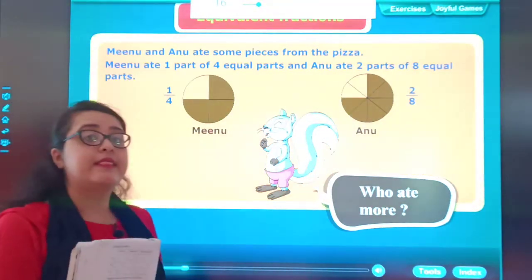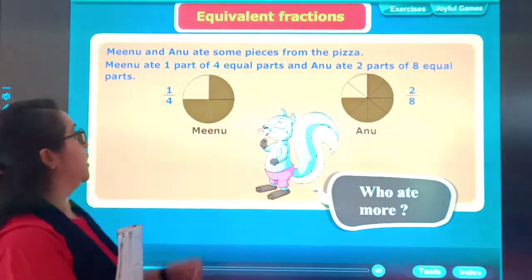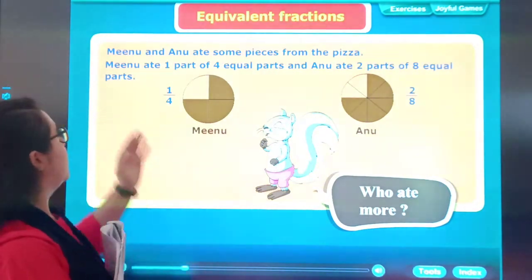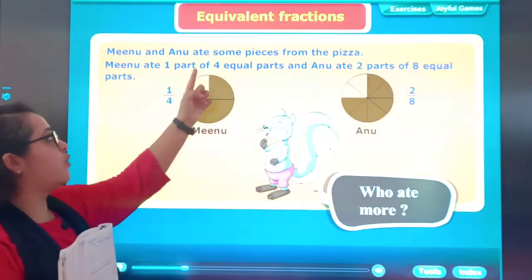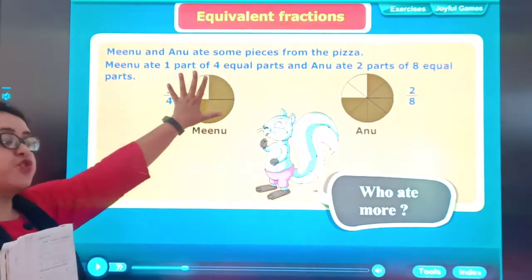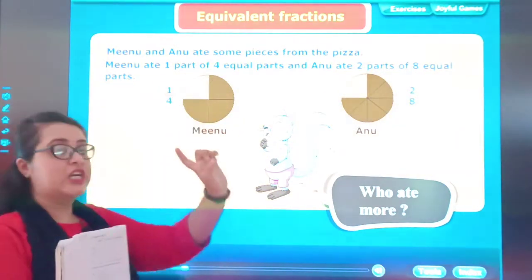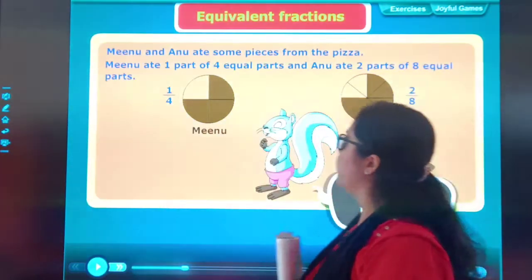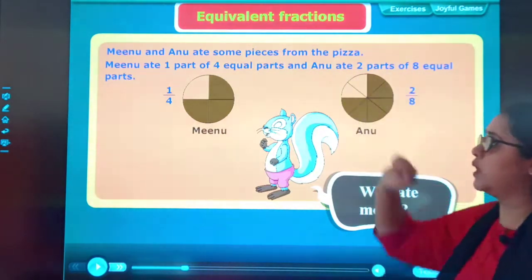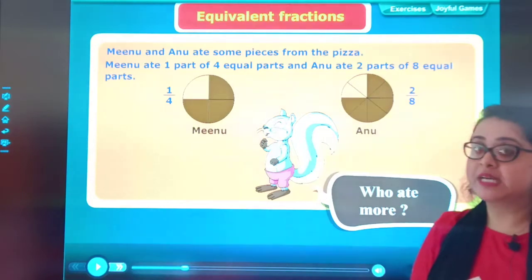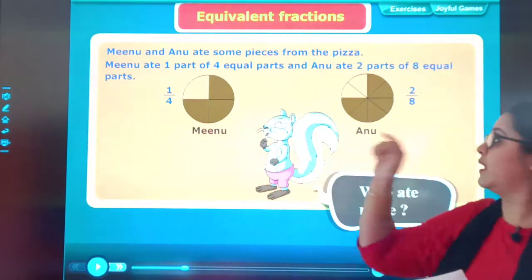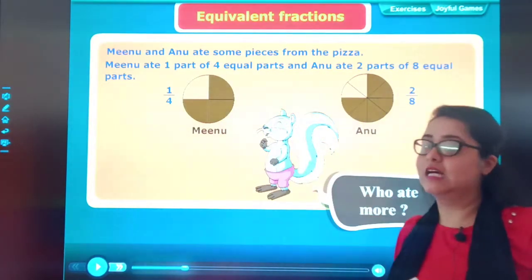Students, let's read what is given here. Meenu and Anu ate some pieces from the pizza. Meenu ate one part of 4 equal parts. मीनू ने कितना कंज्यूम किया? जब 4 पीसेस थे तब she consumed only 1 part. And Anu ate 2 parts of 8 equal parts. Anu ने कितना कंज्यूम किया? उसने 2 parts कंज्यूम किए. Remaining parts है that are colored.